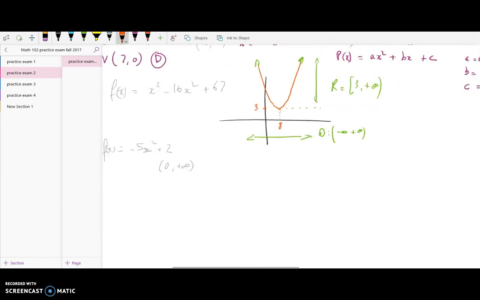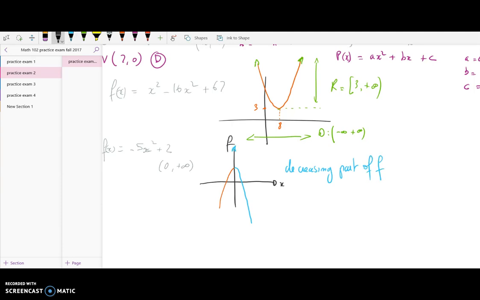Why? Because when I graph my function, what do I see? I see that my function is increasing, then starts to decrease. This is the decreasing part of your function f. Right there you are reading the value of f of x, and that starts from 0 to plus infinity.